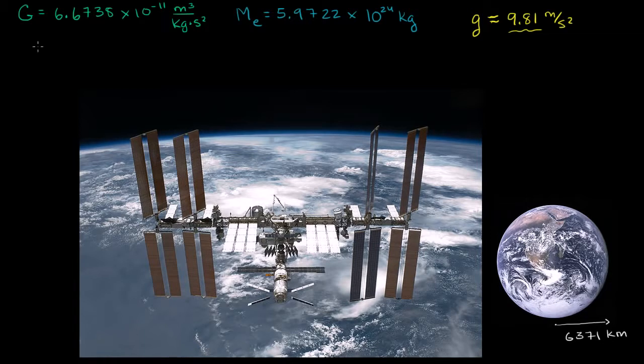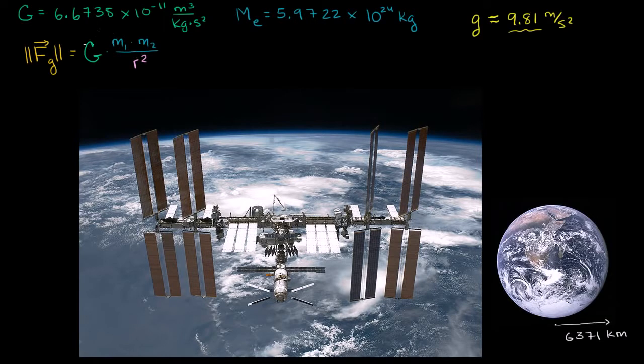That tells us that the magnitude of the force of gravity between two objects is equal to the universal gravitational constant times the mass of one of the bodies, m1, times the mass of the second body, divided by the distance between the centers of mass of the bodies squared.